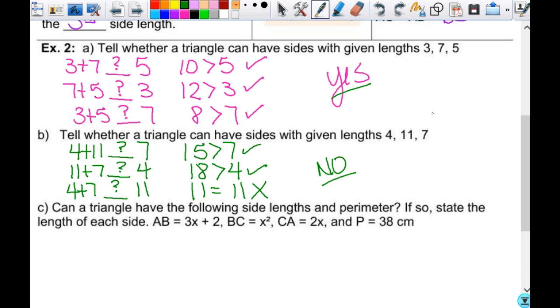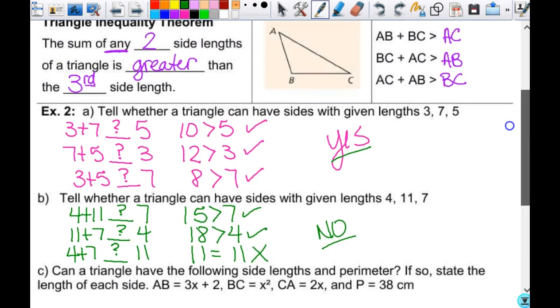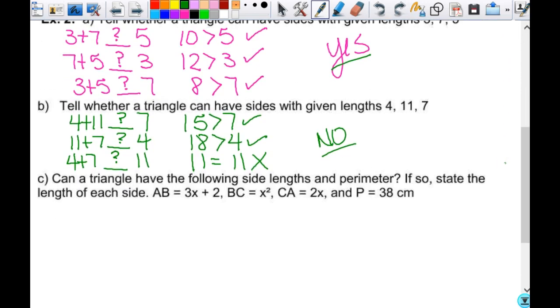So if you at least do this once instead of all 3 times, just make sure you're really using it. That's why I underlined up here any 2 side lengths. If you're only going to look at one set, you have to do the smaller 2 added together and see how it relates to the biggest one. Does that make sense to you? That way you're not having to write a ton of stuff that's not necessarily important. I mean, it's important that you know how to test it, but it's not important that you always write all of it down.